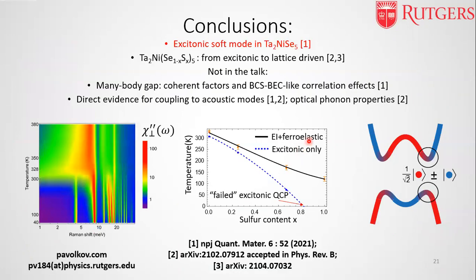So with that, I would like to come to my conclusions. I've presented you evidence that there is an excitonic soft mode in tantalum nickel selenium 5. When you dope it with sulfur, we demonstrated that you're going from an excitonic to a lattice-driven transition. And we also studied the correlation effects and the coherence of the many-body gap opening in the selenium compound. There is direct evidence for coupling to acoustic modes at temperatures below TC, and we studied in great detail the optical phonon properties.